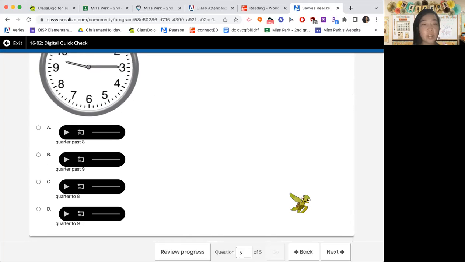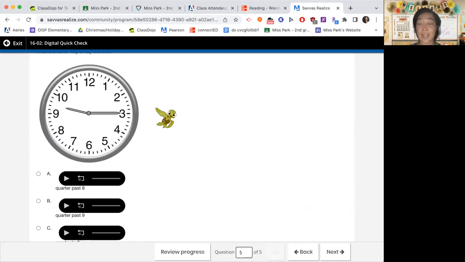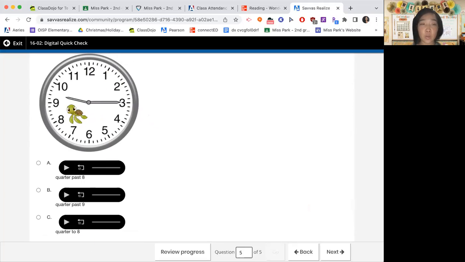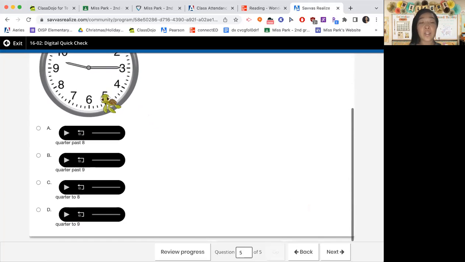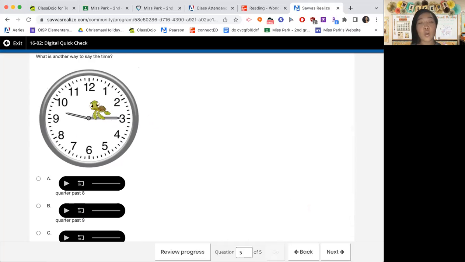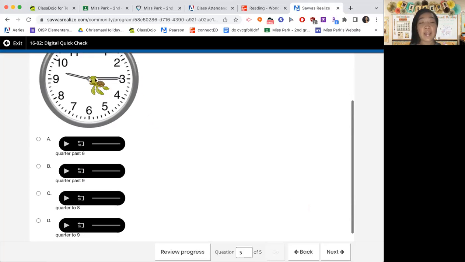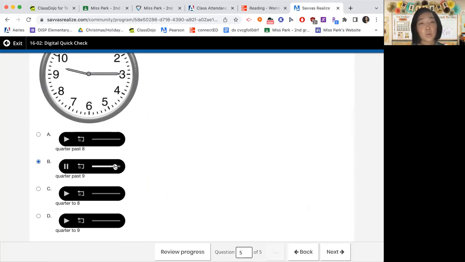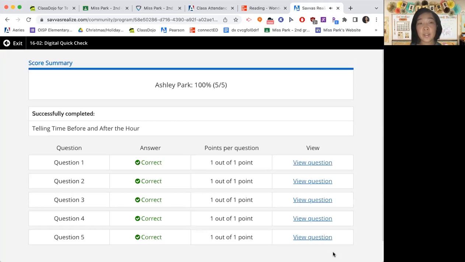9:15. So is it a quarter past 8, which would mean 8:15? A quarter past 9, which would mean 9:15. Is it a quarter to 8? So it's almost 8 o'clock, so it would be 7:45. Or is it a quarter to 9? A quarter to 9 would mean that it is 8:45. Quarter past 9, B. Quarter past 9.